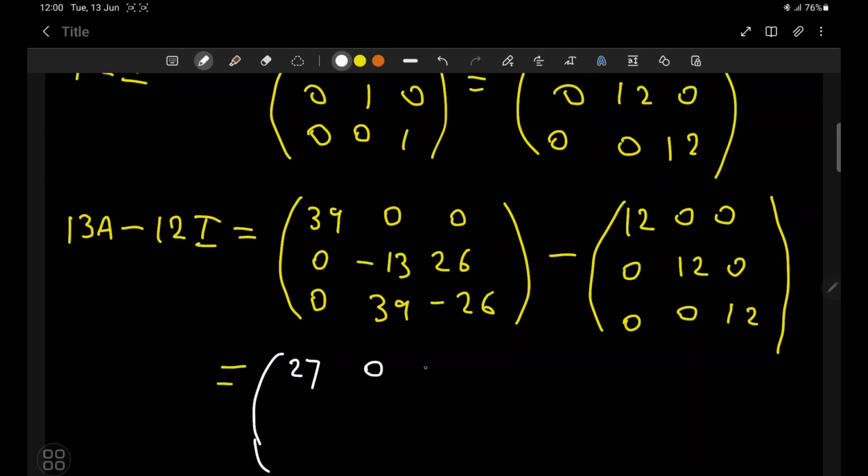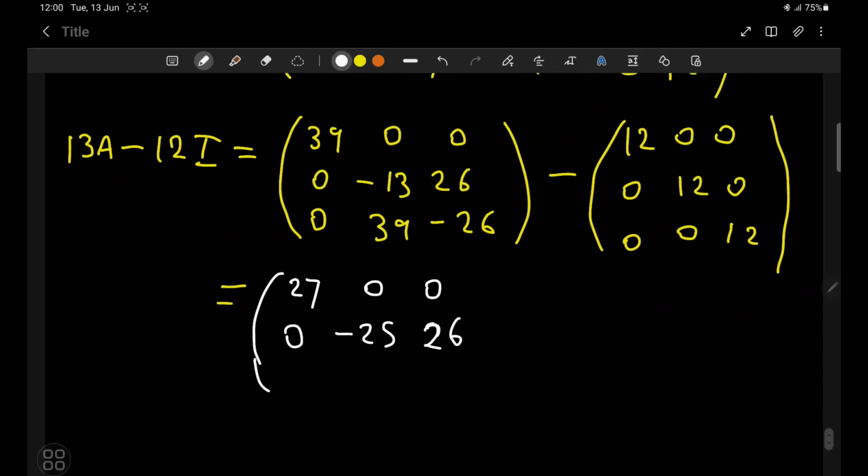Then the rest are zeros here. Then 0. Then negative 13 minus 12, we'll have a negative 25. Then 26 minus 0, it's just 26. And then we'll have 0 there. 39 minus 0 is 39. And then negative 26 minus 12, that is negative 38.